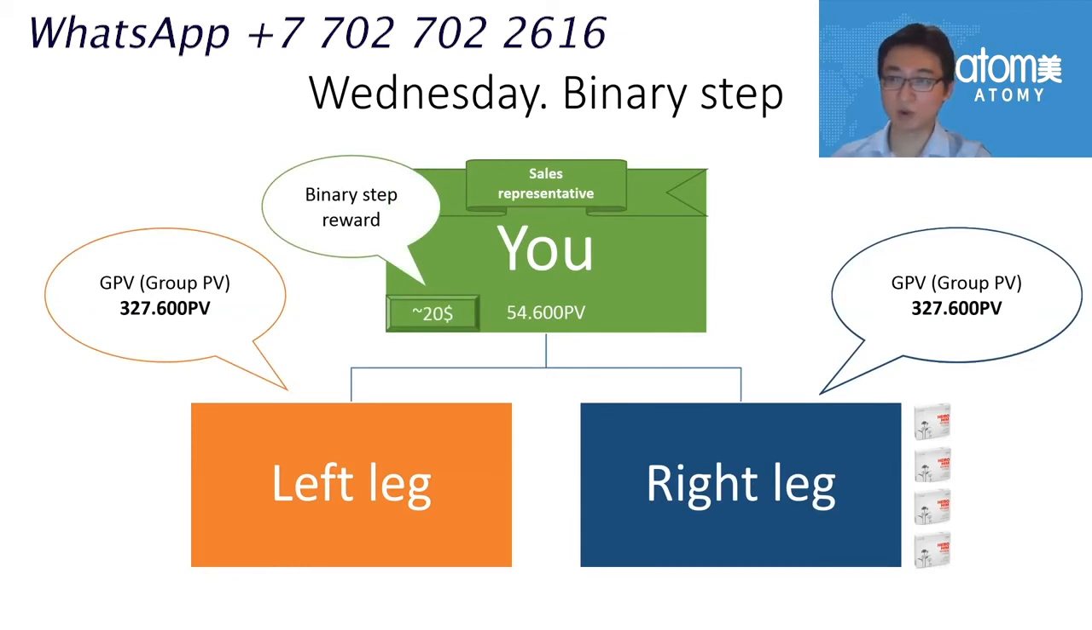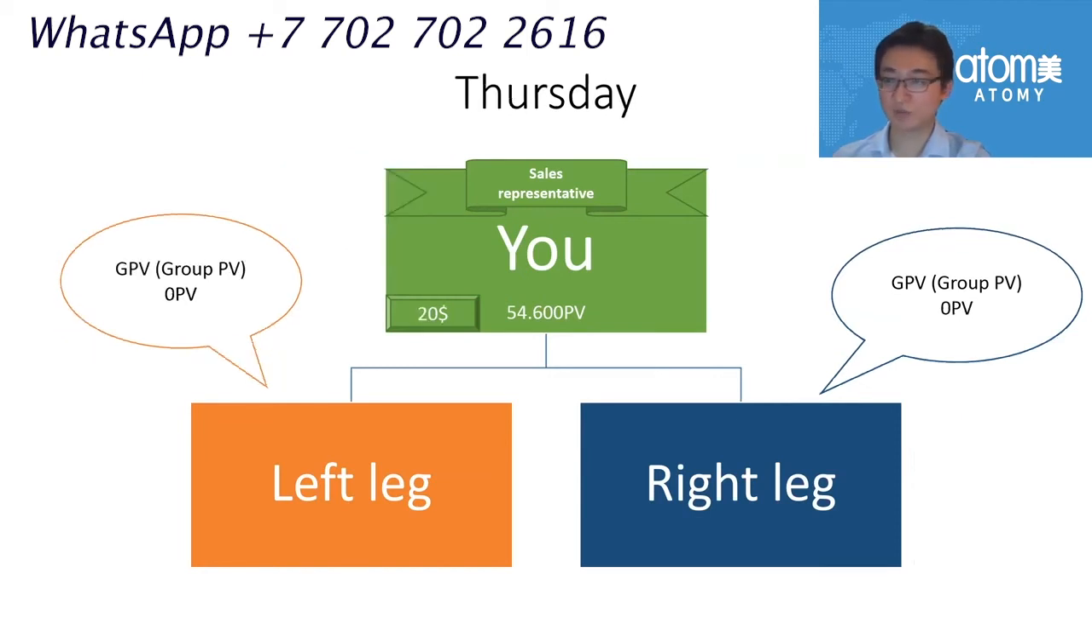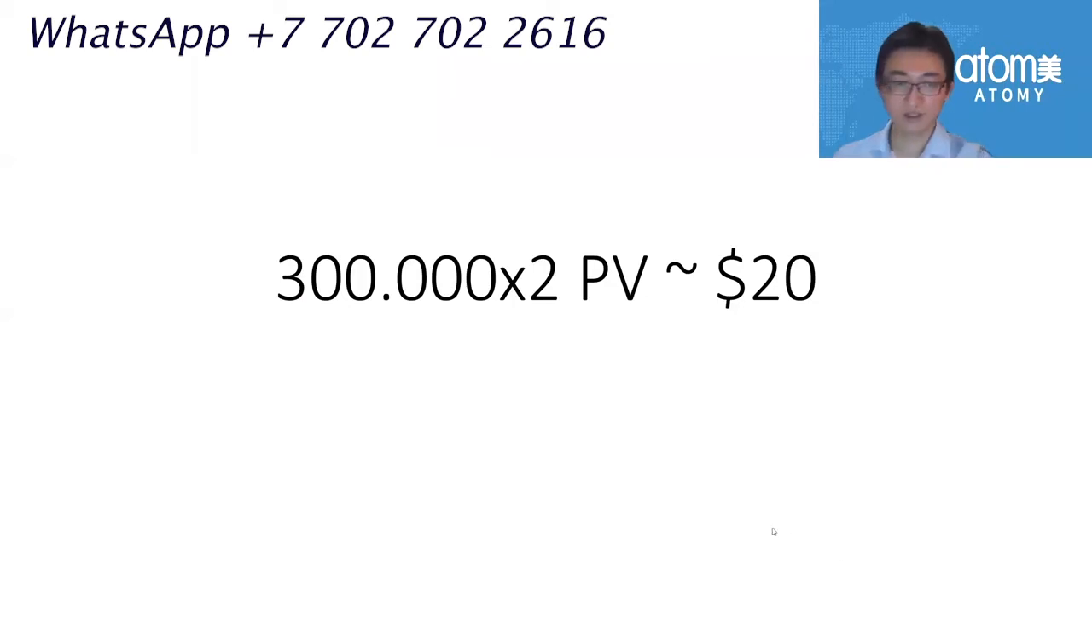So we say approximately $20 because if you take a closer look at the marketing plan on official sources, there are no concrete digits. So there is no actual money, there are only some kind of formulas. And I will try to explain it a little bit. So on Thursday, your group PV starts with 0, and you can start accumulating your 300,000 PV from scratch. So when you have more than 300,000 PV on both your legs, you receive approximately $20 if you are a sales rep. Exciting? Yes, it is.